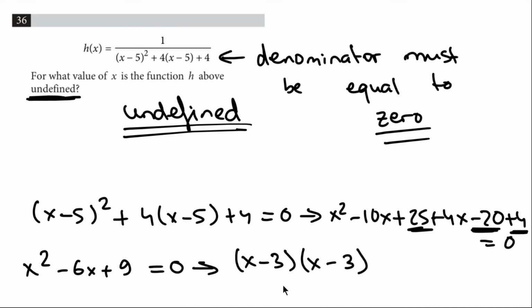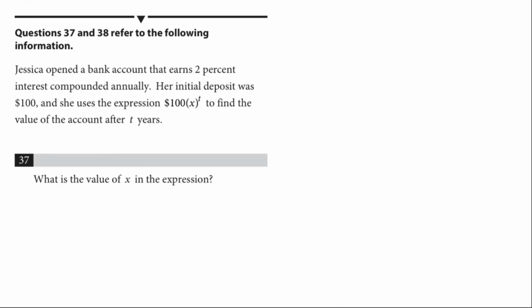And therefore, you can see that the x value that makes all of this 0 is actually x equal to 3. So x is equal to 3 is our answer to this problem. Now let's move on to the next problem.